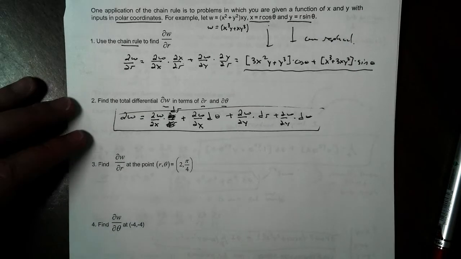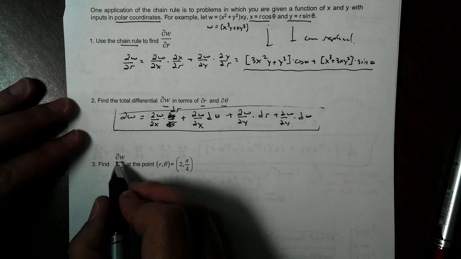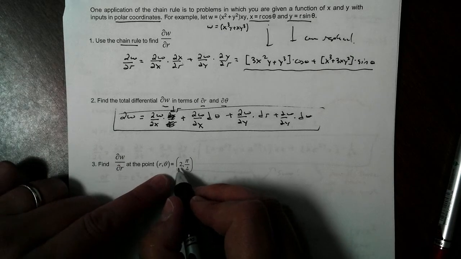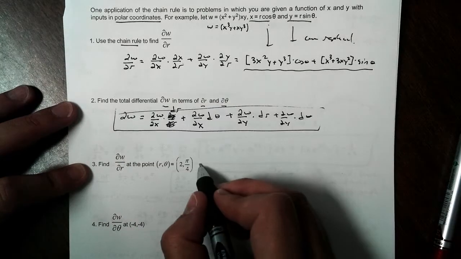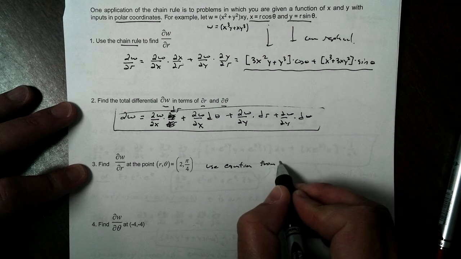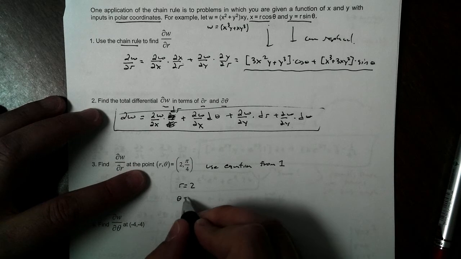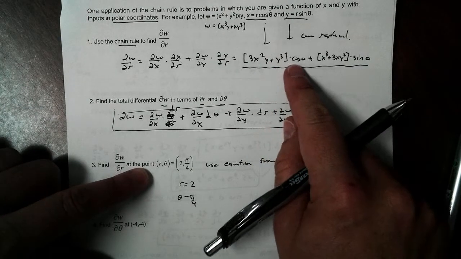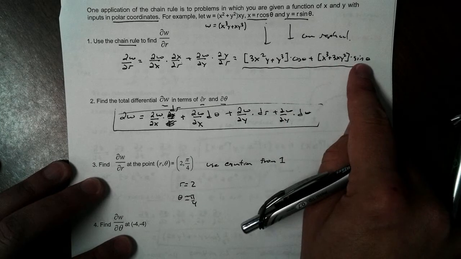Alright, now the next one, question 3, asks to evaluate the partial of w with respect to r at this point, where they give r and theta. Now notice they're giving me r and theta right here. So we have to use our equation from part 1, where r is 2 and theta is pi over 4. So anywhere I see an r, I'm going to plug in a 2, and anywhere I see a theta, of course, I'll plug in pi over 4.